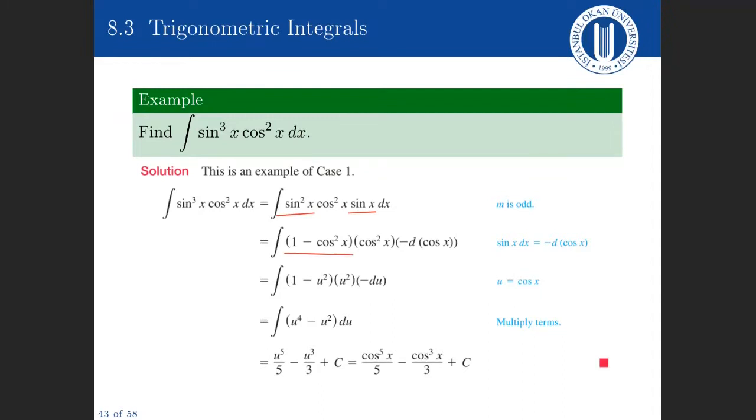And instead of sine x dx, this is going to be minus du. So the final sine x is going to disappear. And then we get something easy. We just have the integral of u to the power 4 minus u to the power 2. And we know how to do this. So I can move quickly on to the next example.